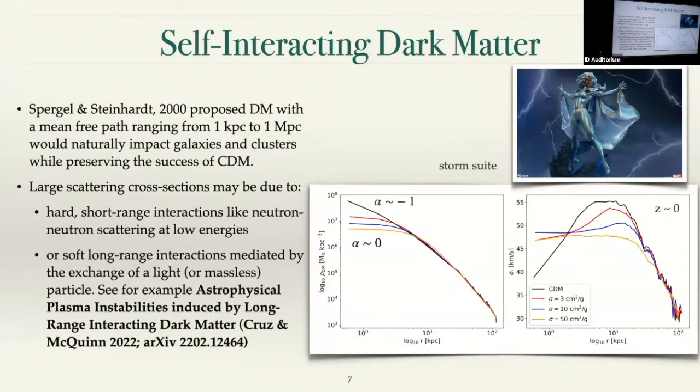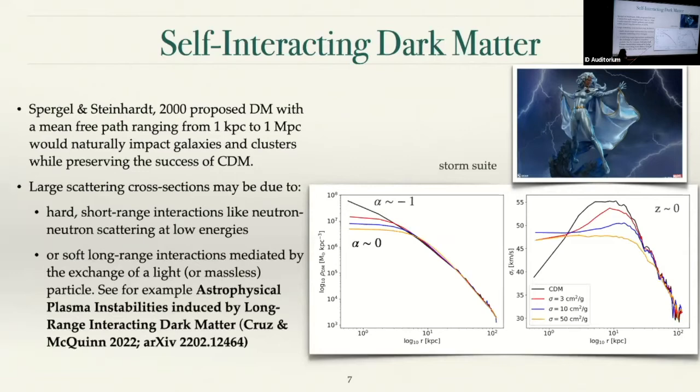And so it's kind of simple. So SIDM, basically, now that you have these interactions between dark matter particles, it introduces a way for you to transfer energy amongst the dark matter particles. And so here on the left-hand side, I'm again showing this dark matter density profile, and the different colors are the different models. So the black is CDM, and then the colors are various SIDM models with different cross sections ranging from 3 to 50 centimeters squared per gram.